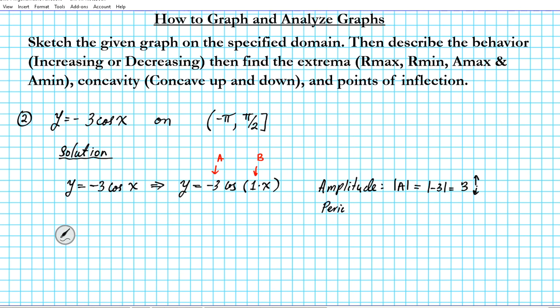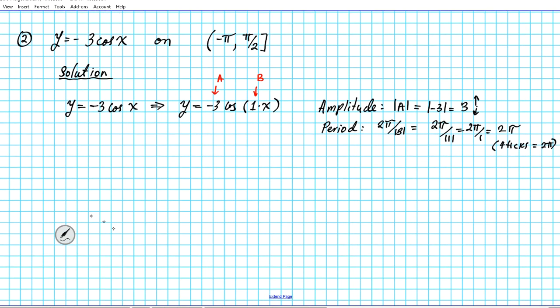And then for the period, we're going to use the formula 2 pi divided by the absolute value of b. In this case, it's going to be 2 pi divided by the absolute value of 1, which is 2 pi over 1, which is 2 pi. This helps us to calibrate our x-axis. It tells us that 4 ticks will give us 2 pi, which represents 1 complete period or cycle. Now we have all the information that we need to sketch our graph.